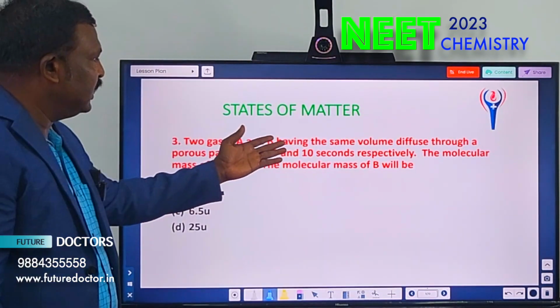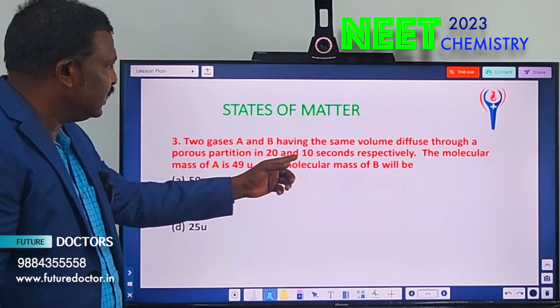Next one: two gases A and B having the same volume diffuse through a porous partition in 20 and 10 seconds respectively.